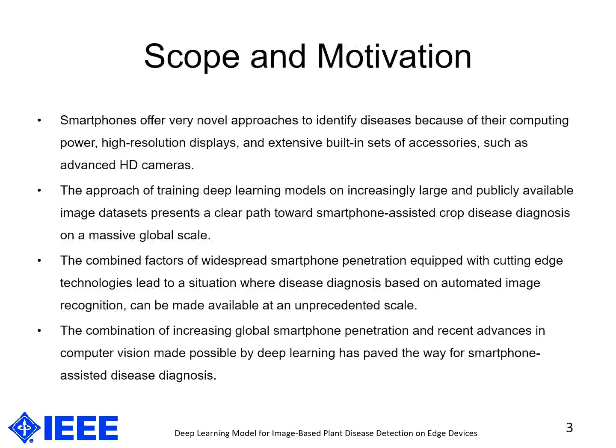So, what is the solution to it? The solution is making something which is easily accessible to the farmers of Indian origin and also to the farmers at global scale, which can be done through smartphones. Smartphones offer very novel approaches to identify diseases because of their computing power, high resolution displays, and extensive built-in set of accessories such as advanced HD cameras and GPS modules.